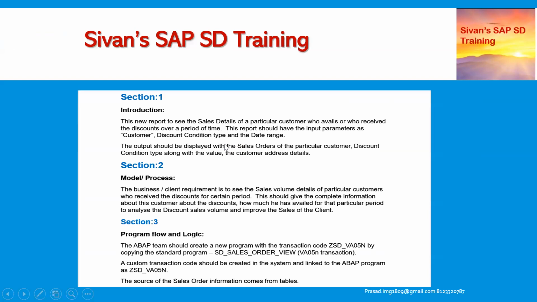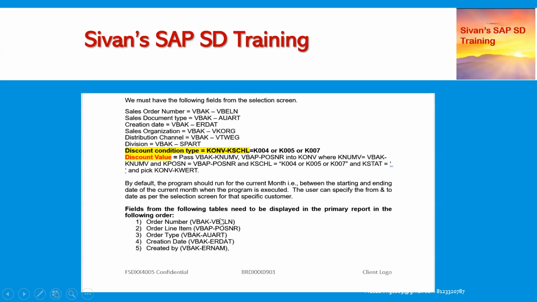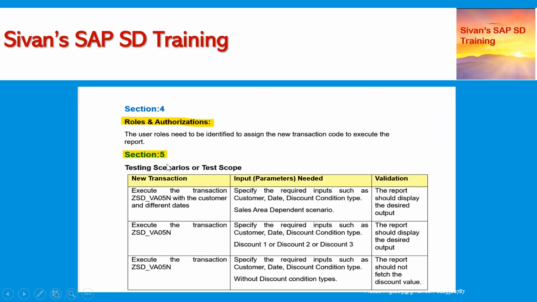Section 1 is introduction, section 2 is model and process, section 3 is program flow and logic. Section 4 talks about the roles and authorizations. Section 5 talks about the testing scenarios, test scripts or test scope. You have to write that we are executing this new report and specifying the inputs, and then it should display the desired output for different combinations. First, the sales area dependent scenario and discount based scenario, and then the scenario without the discount condition type.